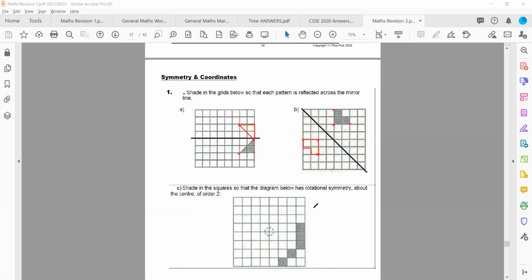Now, rotational symmetry, about the center of order 2. So we want to create a shape that will land on itself 2 times as it goes round. So if you can imagine sticking a pin in here and then rotating this so that it lands on itself twice. So basically it would need to have its reflection at 180 degrees.